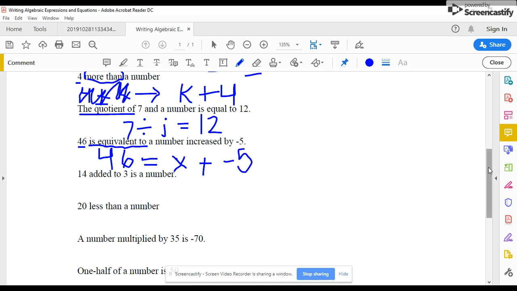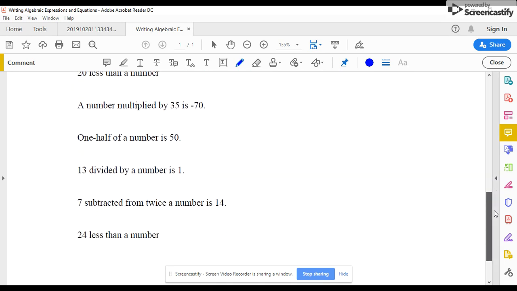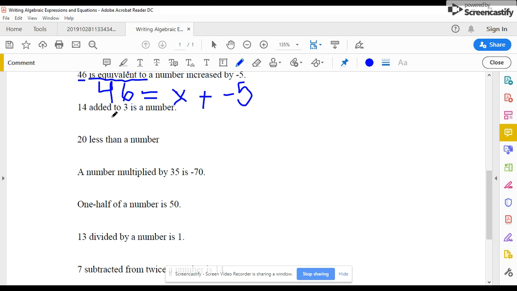Pretty much everything you just write as you see it. The only ones would be our starred ones. If you look again, the starred ones are more than, fewer than, less than, and subtracted from. Just a couple more. 14 added to. Added to just means plus. 3 is means equal a number. It might be tempting to put 14 plus 3 and write 17, but we do not need to do that right now. We'll start solving these in a little bit.